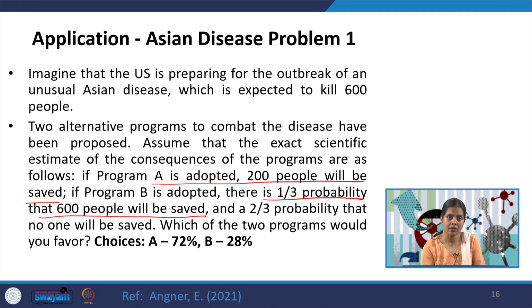When people were asked, 72% went for A and 28% went for B. Now, let us just write down the prospect.